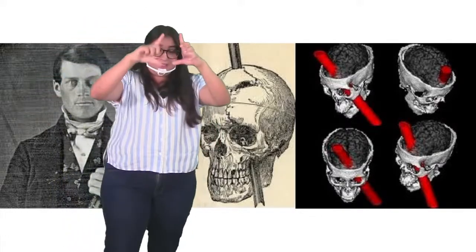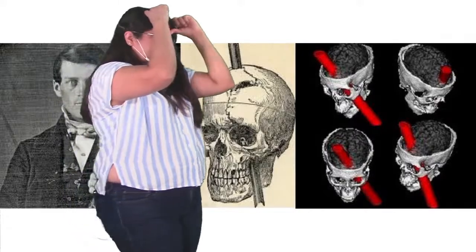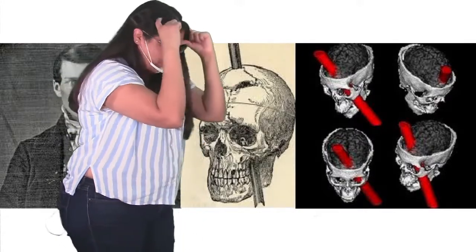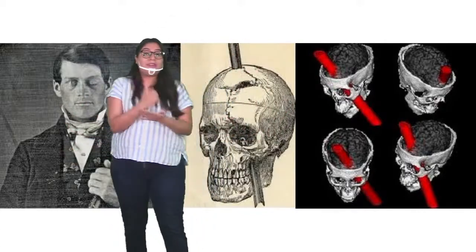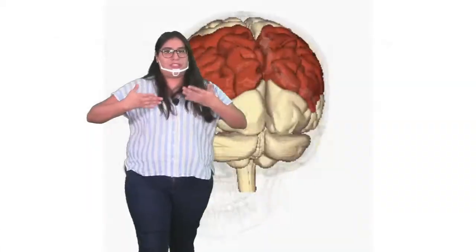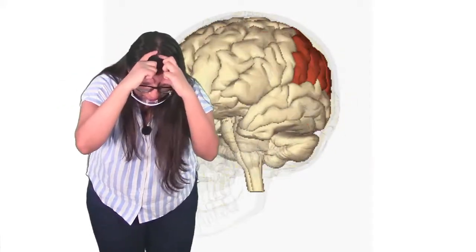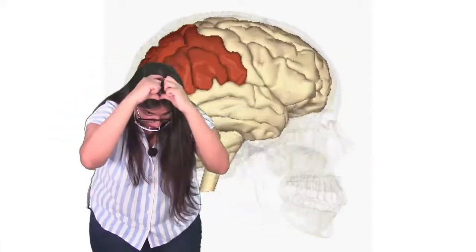So the frontal lobe is like a crown right here. And then we have the parietal lobe. And the parietal lobe is behind the frontal lobe. So if the frontal lobe is right here, the parietal lobe is here.